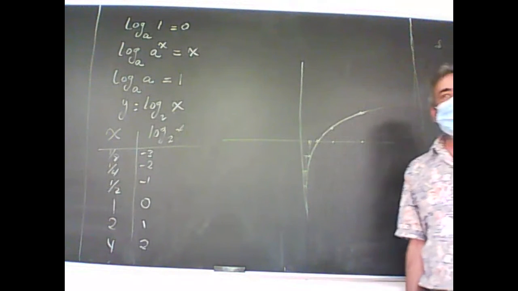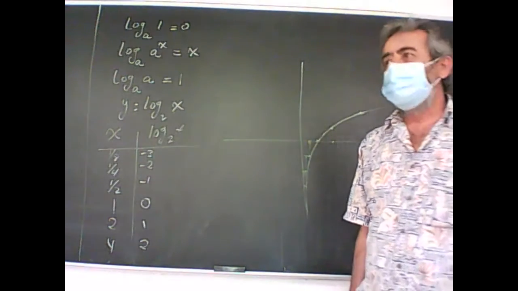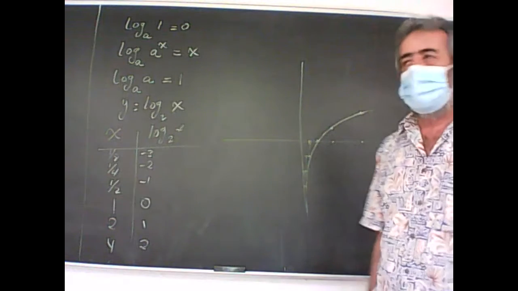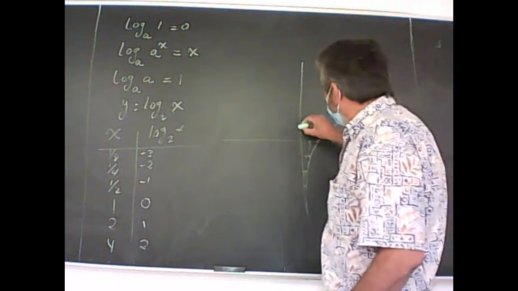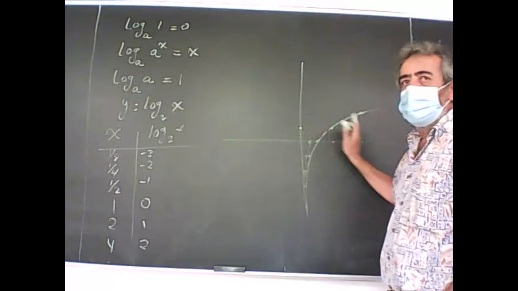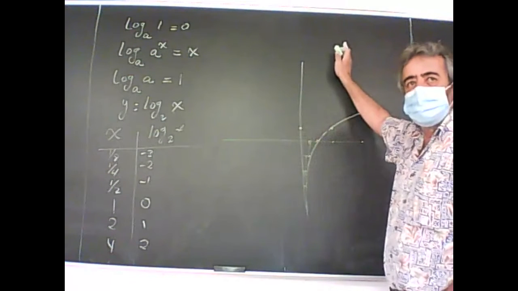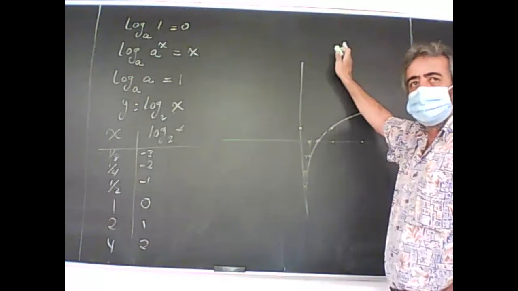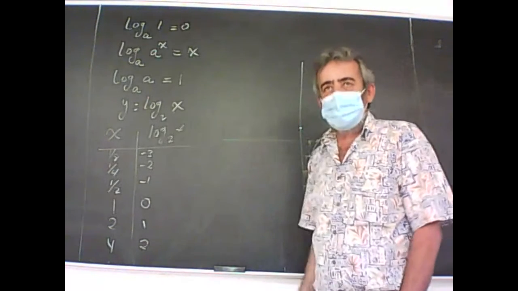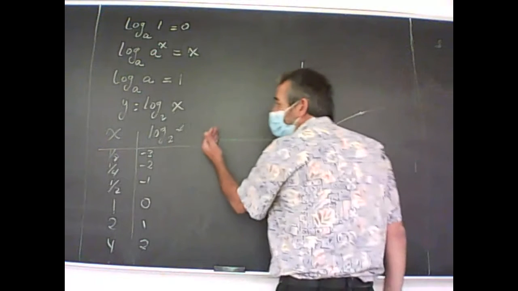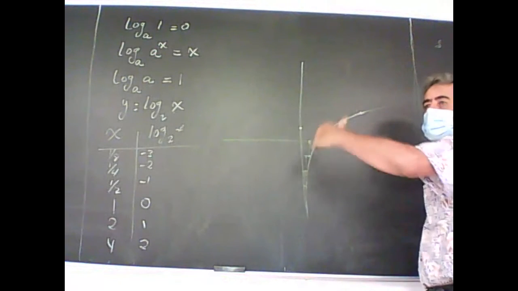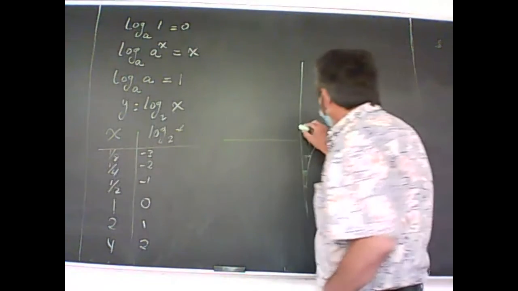Yes. And the graph goes like this. Remember, when we were doing 2 to the power x, what happened? We had the 1 here, right? Then we said every step forward, we double the value of y. And every step backward, we halve the value of y. So as I go from left to right, the values double all the time. So the graph looks like this.